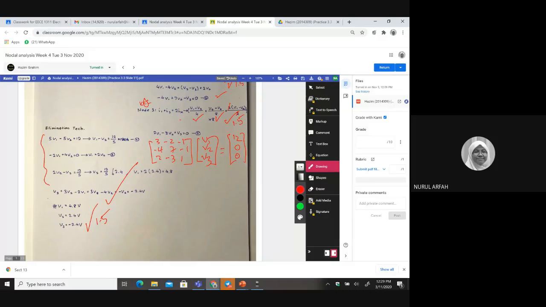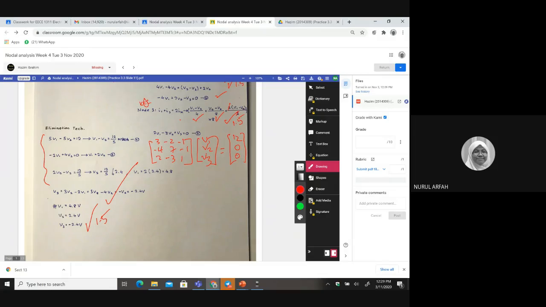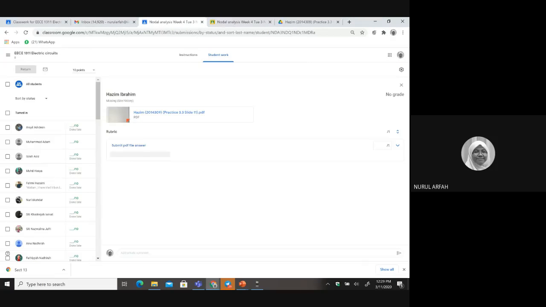Okay, can I save this one? Save or not? I hope it's safe and then I just return. Can you return or not? Okay, done. Now go to, which one is this?